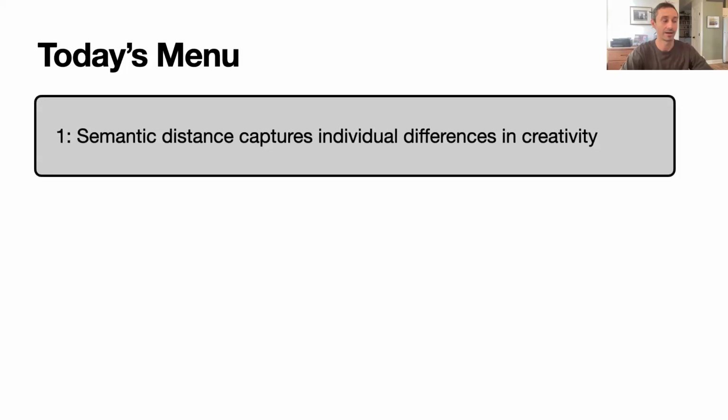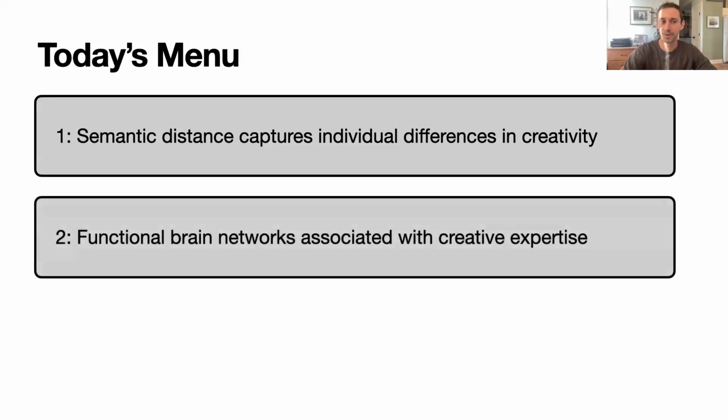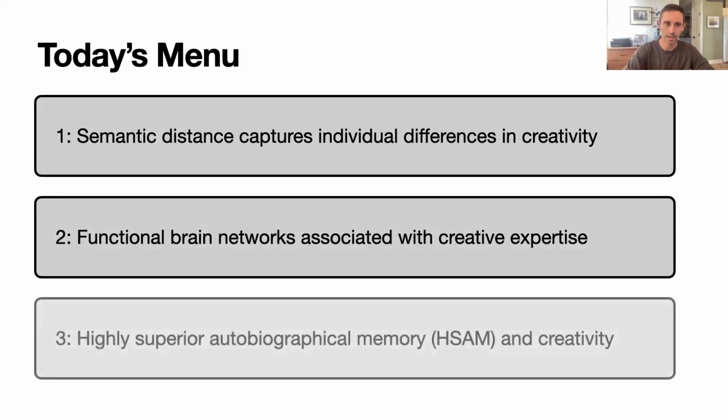Firstly, I'll talk about how semantic distance captures individual differences in creativity. Next, I'll talk a little bit about creative experts and functional brain networks associated with these creative experts at rest. And I'll conclude with a brief summary of some work we've been working on related to HSAM, which is highly superior autobiographical memory, and whether or not these HSAM individuals have enhanced creative ability.